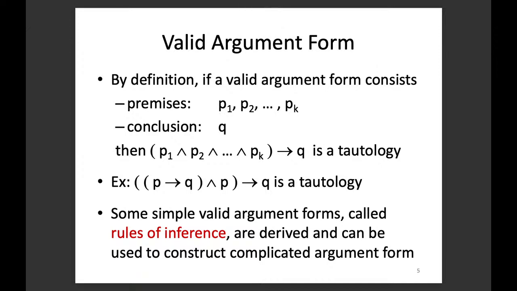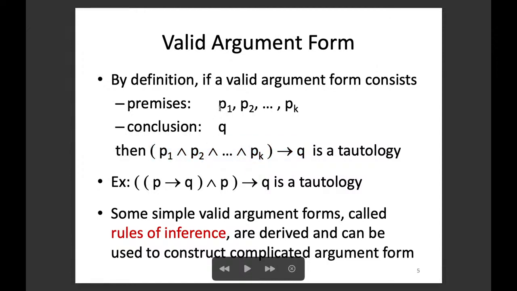And what exactly does a valid argument form require? By definition, a valid argument form must have the case that whenever the premises are true, the conclusion will be true. What does that mean? It means that when P1, P2, P3, up to Pk, ANDed together, is true, it implies Q. This implication is always true. If this happens, then it is a valid argument form. Recall the word tautology: tautology means always true.